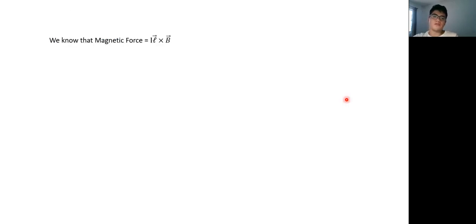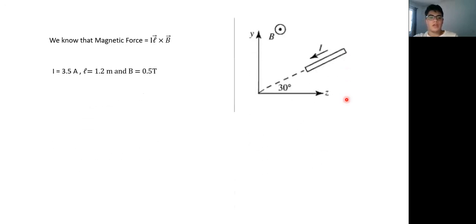So we know that the magnetic force is current times the length vector, as the cross product with the magnetic field. And we know that the current is 3.5 amps, the length is 1.2 meters, and the magnetic field is 0.5 teslas. As a vector, the length vector has coordinates of 0i minus 1.2 sine 30j minus 1.2 cosine 30k.